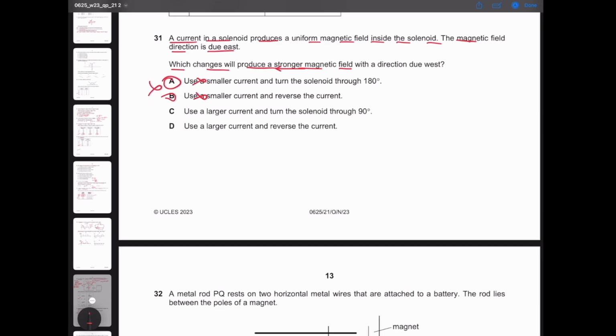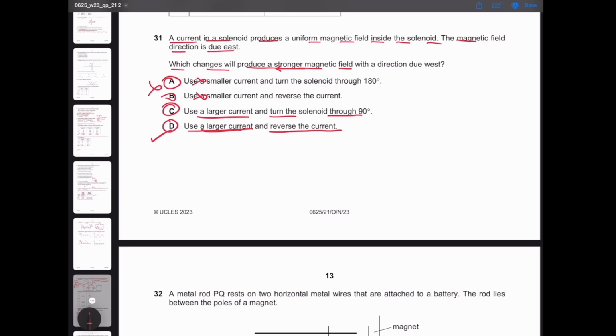C and D, larger current, alright, and turn the solenoid through 190 degrees. See, if it mentioned 180, we could have done something, but then reverse the current and use a larger current. This should be the answer. When you reverse the current, keeping the other two variables constant, then the force will also change. So the answer should be D.